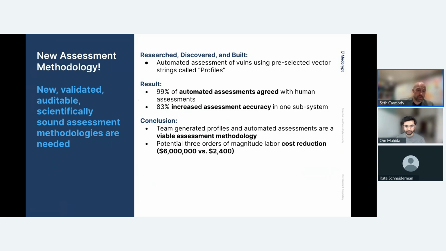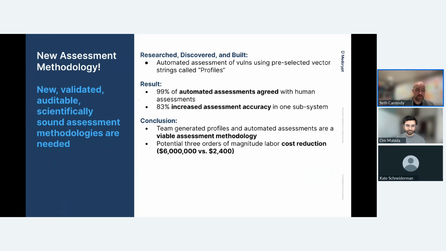One of the things we discovered through our travels is, can we try pre-selected vector strings called profiles? I'll give you the concise version of the story. Basically, 99% of the profile-based assessments agreed with a single CVE disposition methodology. We even uncovered a systemic scoring problem and fixed that. So there definitely are some advantages to doing automated assessments, backed by science. You can look at the data yourself. Being a scientist, obviously, we disprove hypotheses; we don't prove hypotheses. So it looks like the data supports this hypothesis and doesn't disprove it.